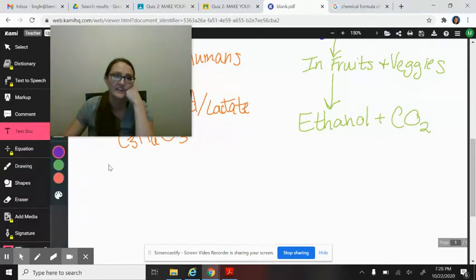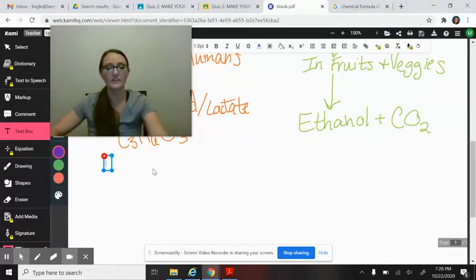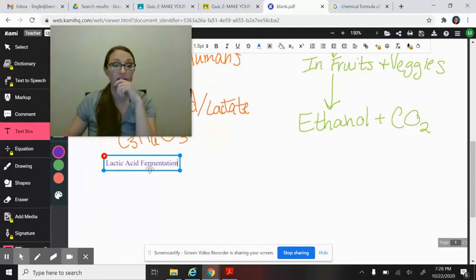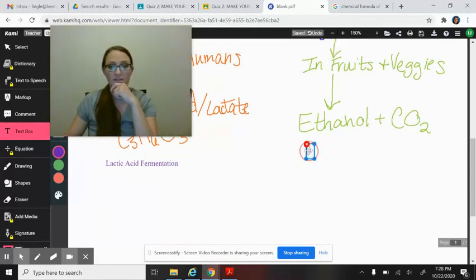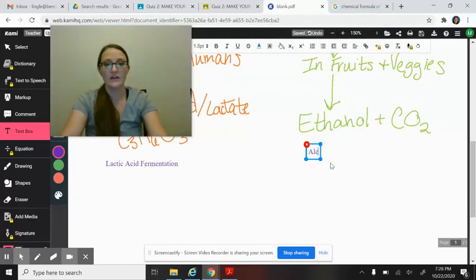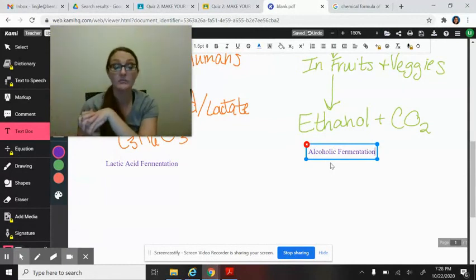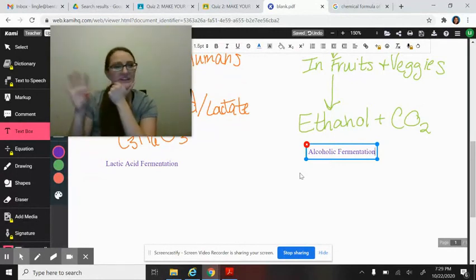First of all, let's write that down. This one over here is lactic acid fermentation. That's the name of that process if it goes in humans and it goes that direction. Over here, it's alcoholic fermentation if it's in a fruit or a vegetable substance like that, or if yeast is present, then it goes to the alcoholic fermentation. Just depends on the organism and where you are.